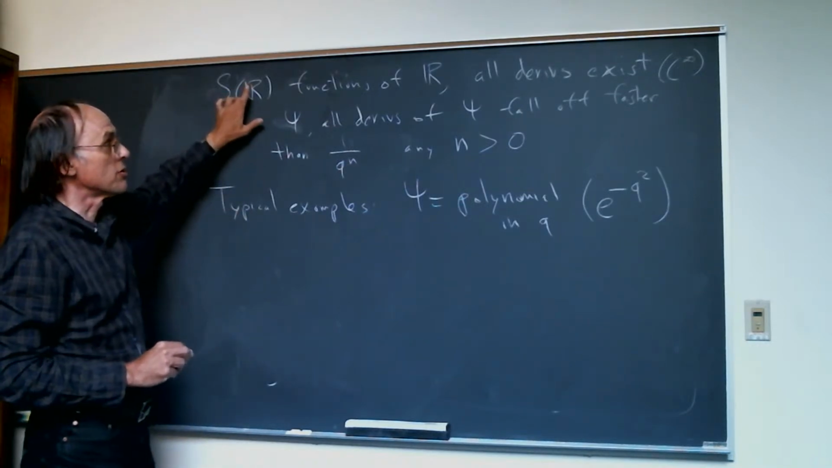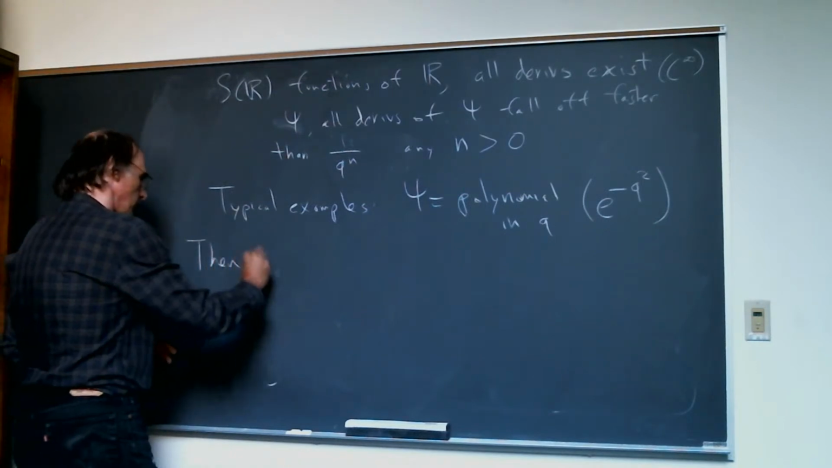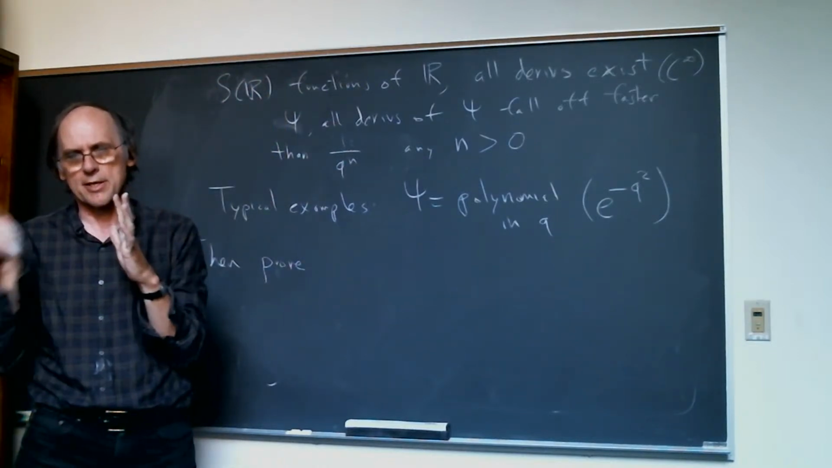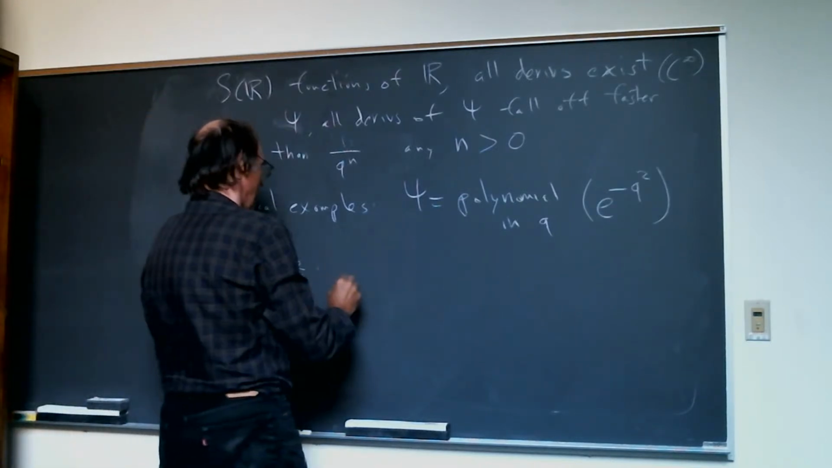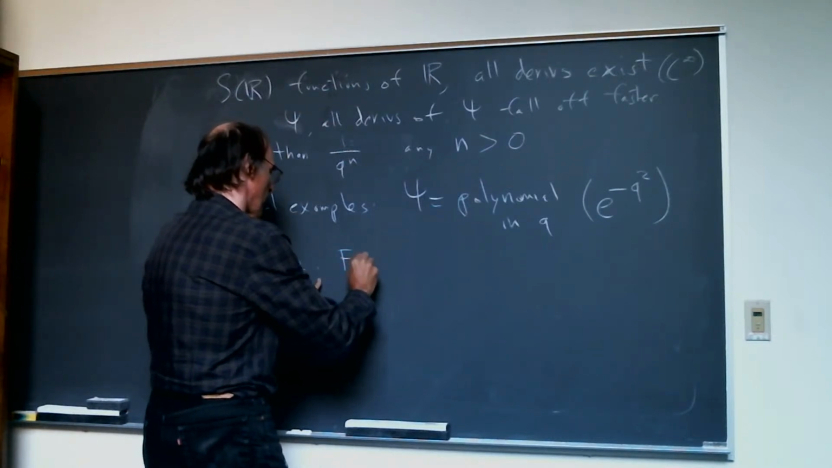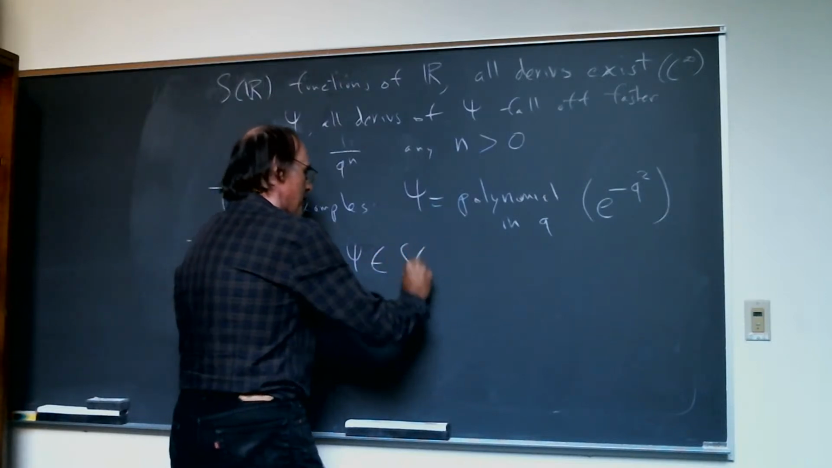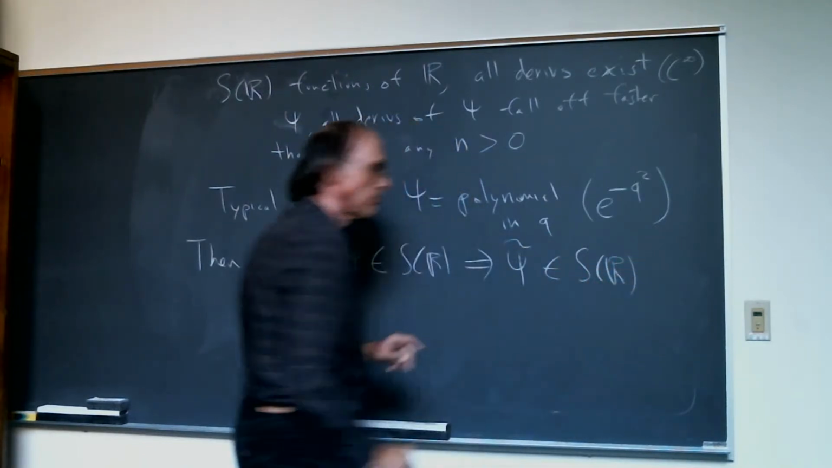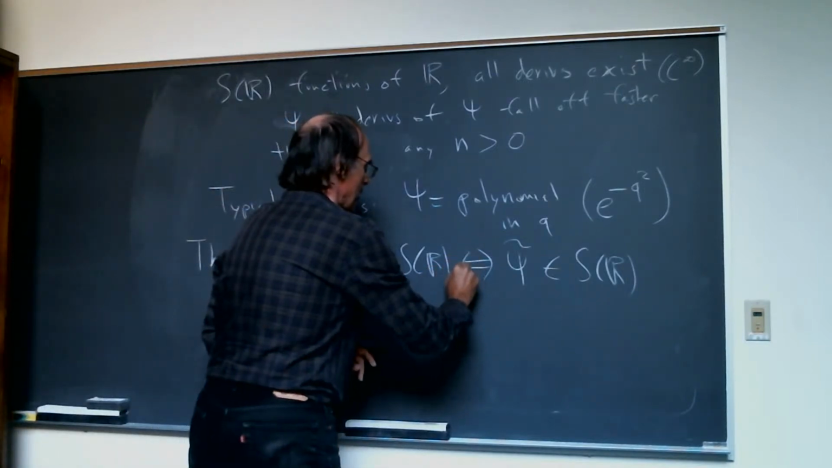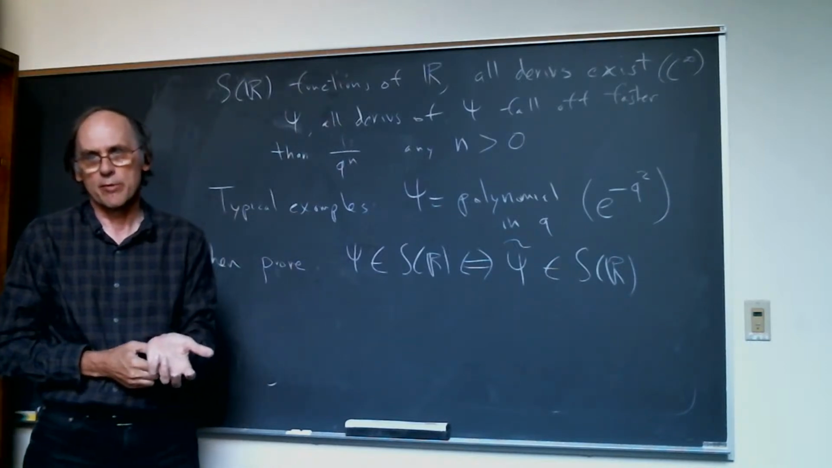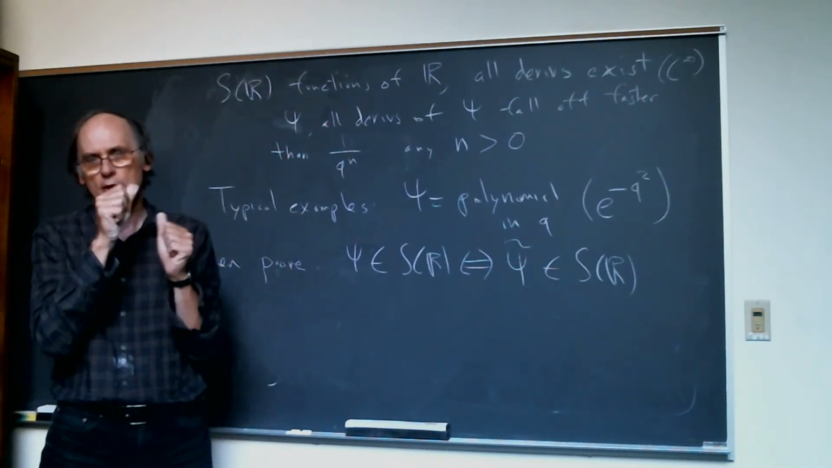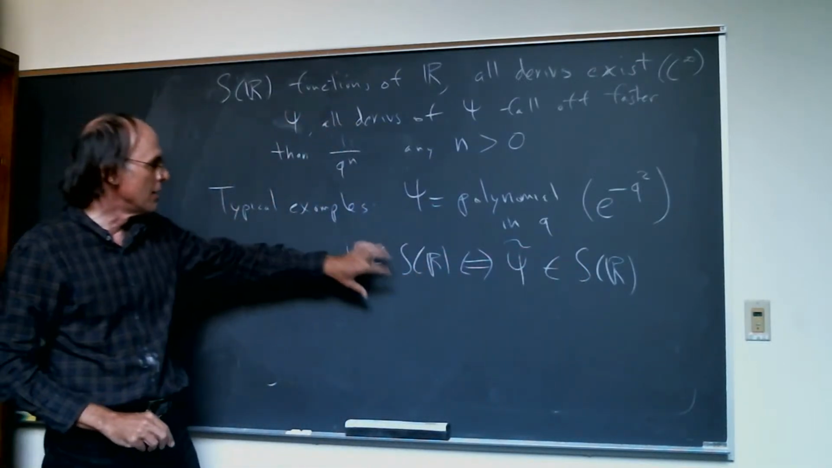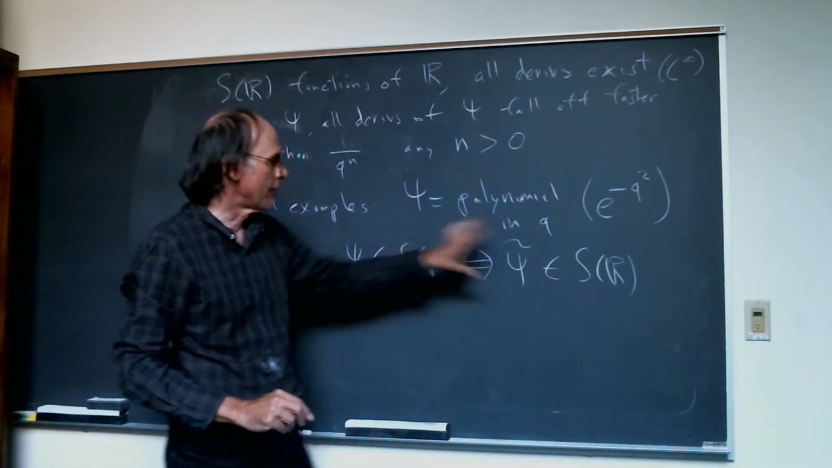So what you then prove, and in some sense the whole point of the definition of the Schwartz function, if you do it carefully, is to set it up so that if psi is in S of R, then its Fourier transform is too, and vice versa. Just as L2 is a really nice condition, because the Fourier transform of an L2 function is an L2 function, this is also preserved by the Fourier transform. If you take the Fourier transform of a Schwartz function, it will also be a Schwartz function.